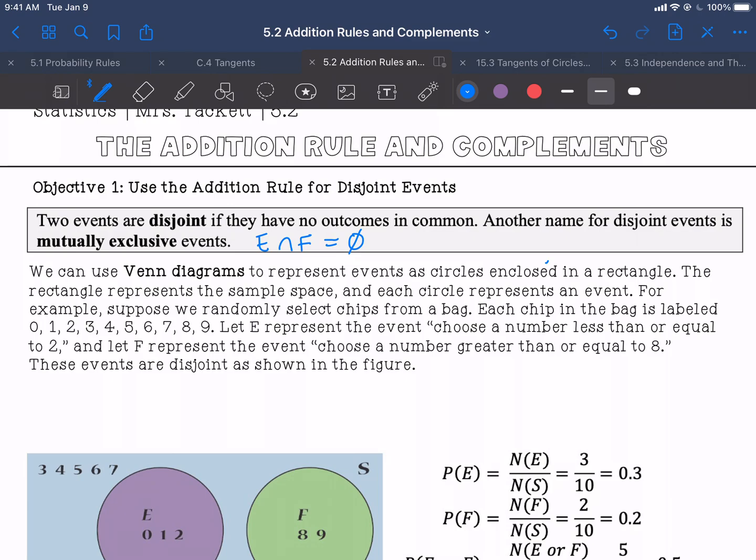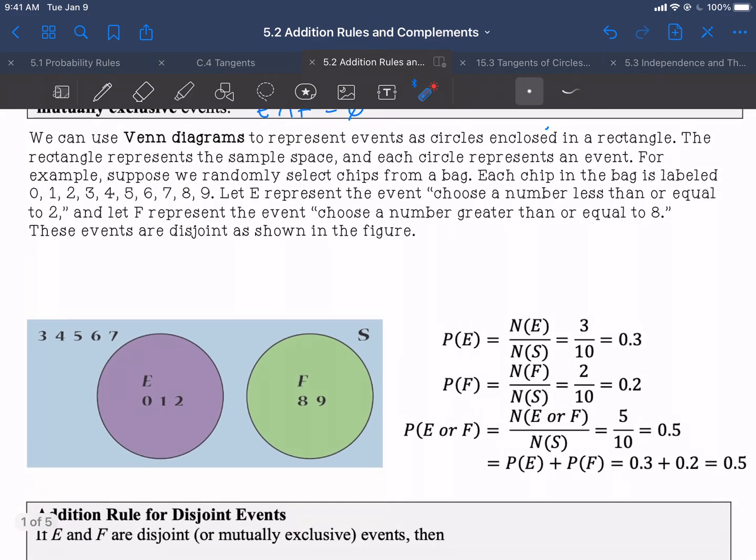For example, suppose we randomly select chips from a bag. Each chip in the bag is labeled 0 through 9. Let E represent the event, choose a number less than or equal to 2. And let F represent the event, choose a number greater than or equal to 8. These events are disjoint as shown in the figure. So here you can see this would be event E, a 0, 1, or a 2. Event F is an 8 or 9, and then the other numbers in the sample space not in either of the events are 3, 4, 5, 6, 7.